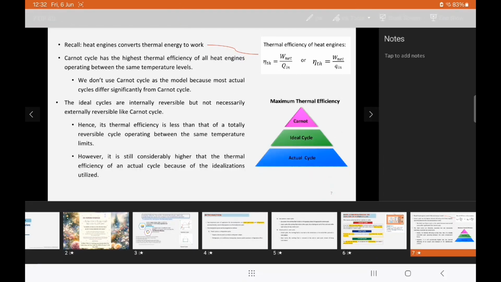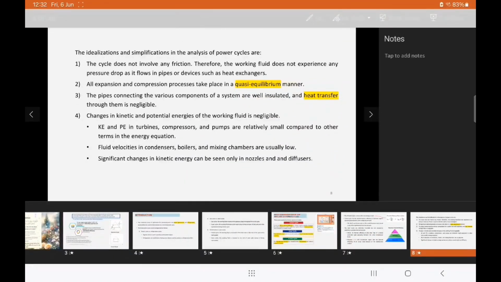So what are these idealizations? The idealizations and simplifications that we make in the analysis of power cycles are: one, the ideal cycle does not involve any friction, therefore the working fluid does not experience any pressure drop as it flows in pipes or devices such as heat exchangers. Two, all expansion and compression processes take place in a quasi-equilibrium manner. Three, the pipes connecting the various components of a system are well insulated, so heat transfer through them is negligible.